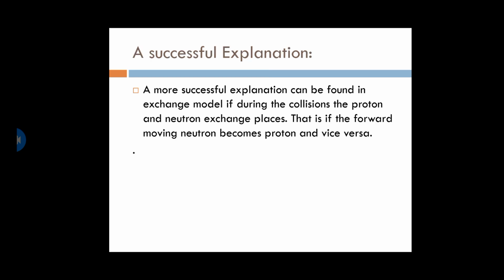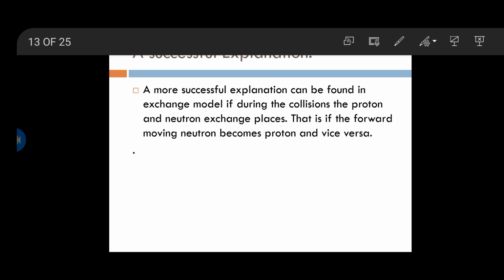As we are discussing the exchange model, a more successful explanation can be found in the exchange model if, during the collisions, proton and neutron exchange takes place. That is, the forward moving neutron becomes a proton and the backward moving proton becomes a neutron in the center of mass frame system. The incident nucleon reappears in the laboratory as a forward moving nucleon, consistent with the estimate of small angle in nucleon scattering.